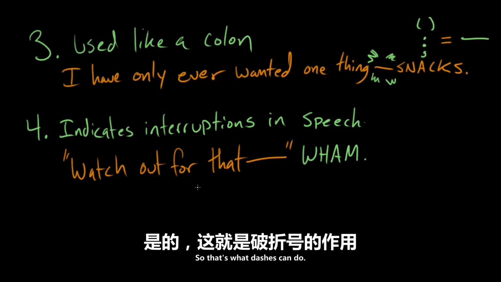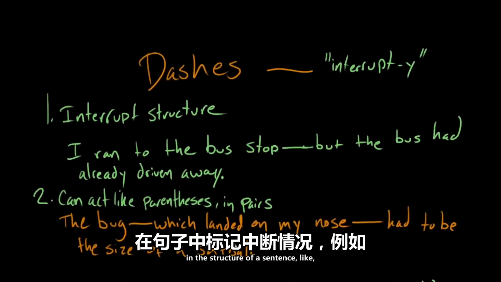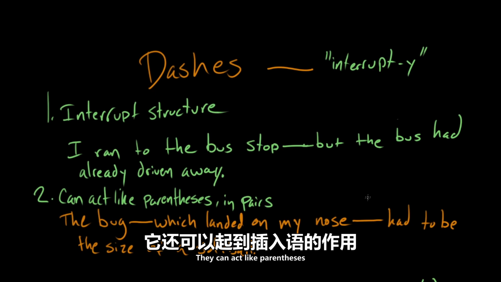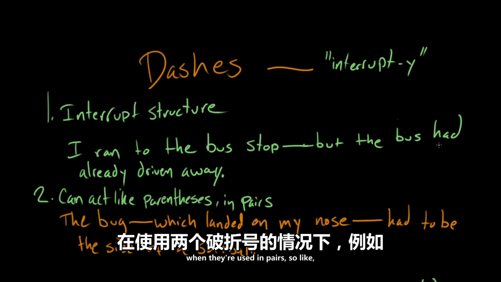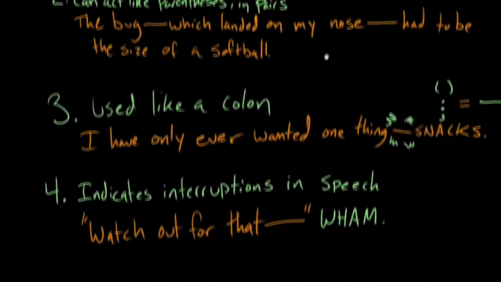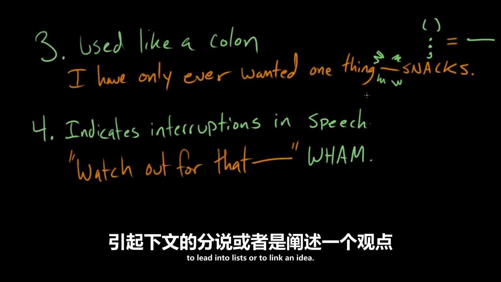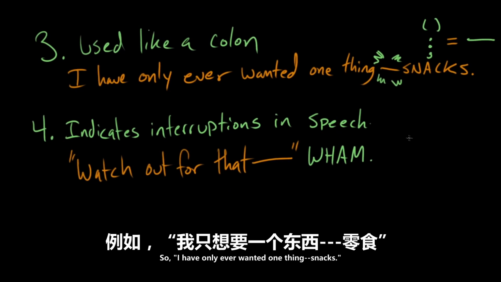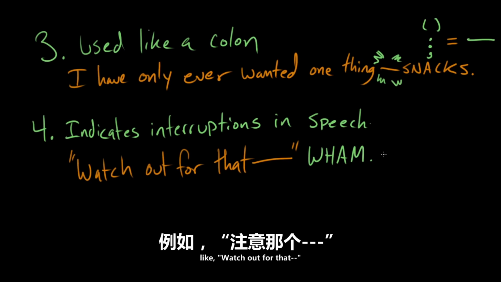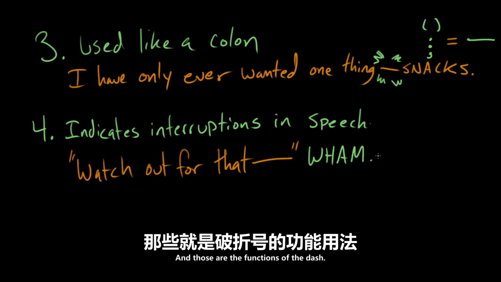So that's what dashes can do. They are used to mark interruptions in the structure of a sentence. Like, I ran to the bus stop, but the bus had already driven away. They can act like parentheses when they're used in pairs. So, like, the bug which landed on my nose had to be the size of a softball. You can use them like a colon to lead into lists or to link an idea. So I have only ever wanted one thing, snacks. And they can indicate interruptions in speech, like, watch out for that. Wham! That was good. Thanks. And those are the functions of the dash.